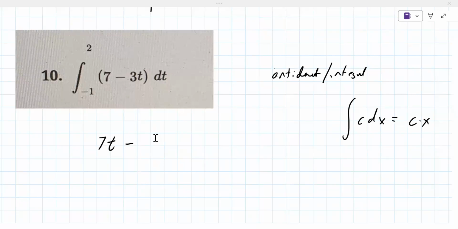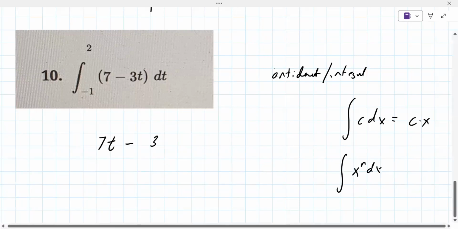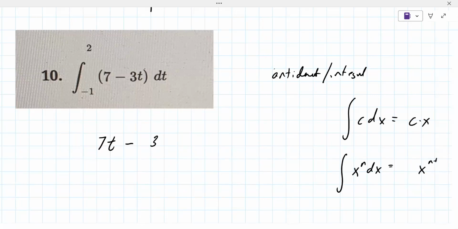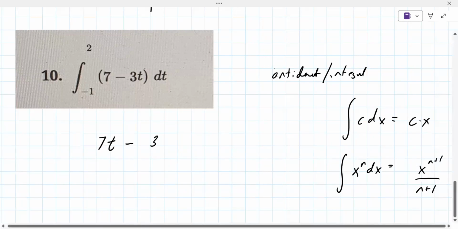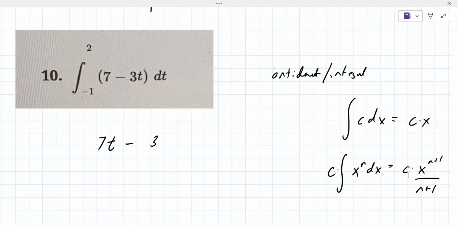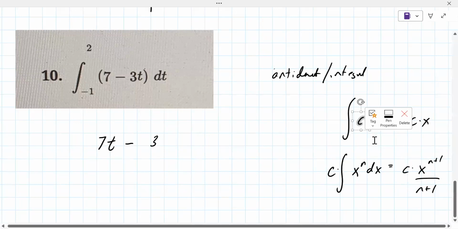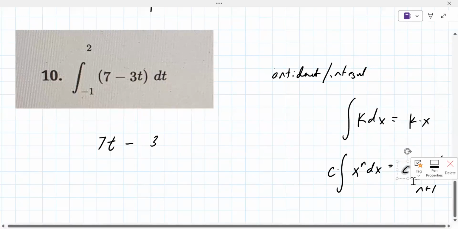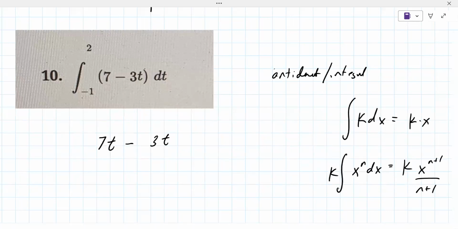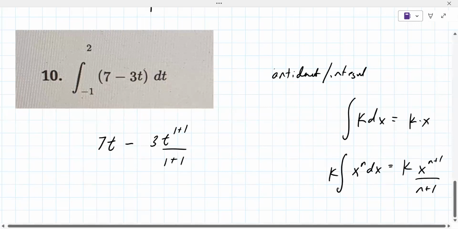So the integral of x to the n dx, when it's x to the n, you add 1 to the exponent and divide by the new exponent. And if there's a constant, it comes with it. Let me say K here. The plus C is always there at the end, but what I'm referring to here is just a number in front of the thing. So here it's t to the 1 + 1 over 1 + 1.